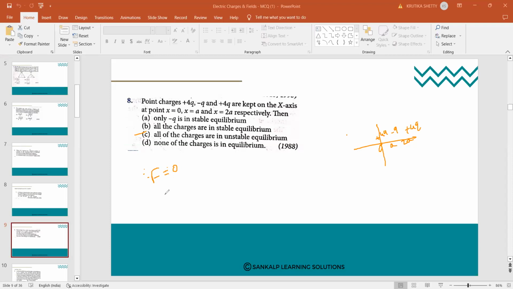However, the disturbances in any direction other than along the line on which the charges lie will not make the charge return. That means all the charges are lying on the same line, so there is no chance for the charge to return back to its initial position. So it is not stable, but it is in unstable equilibrium. So it is option C. Okay, option C is the correct option here.